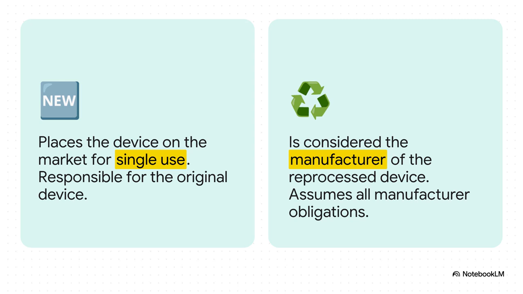Now, this is a huge point from Article 17, so listen closely. If you take a device that was intended for single use and you reprocess it to be used again, the regulation says you are now legally considered the manufacturer of that reprocessed device, and that means you take on all the manufacturer's obligations we just talked about, from risk management all the way to legal liability.